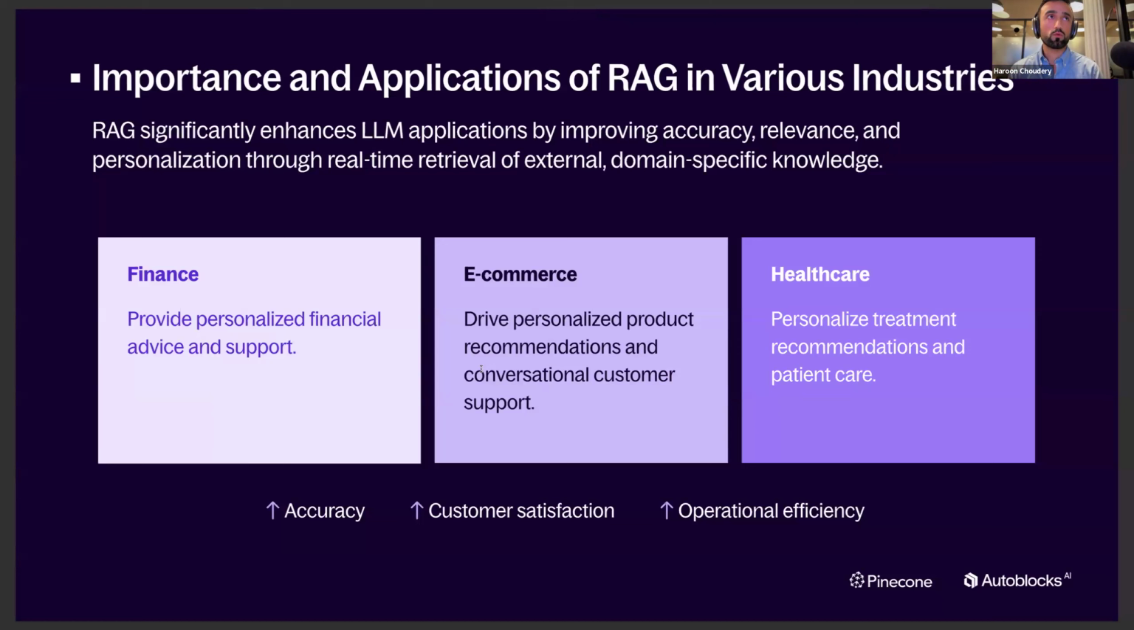So we work with many different types of customers at Autoblocks, and some of the common use cases that we see for RAG systems are in finance, providing personalized financial advice and support, in e-commerce, personalizing product recommendations, and in healthcare, personalizing treatment recommendations and patient care. Ultimately, what these lend to from a business outcomes perspective is improved accuracy, improved customer satisfaction, and improved operational efficiency.